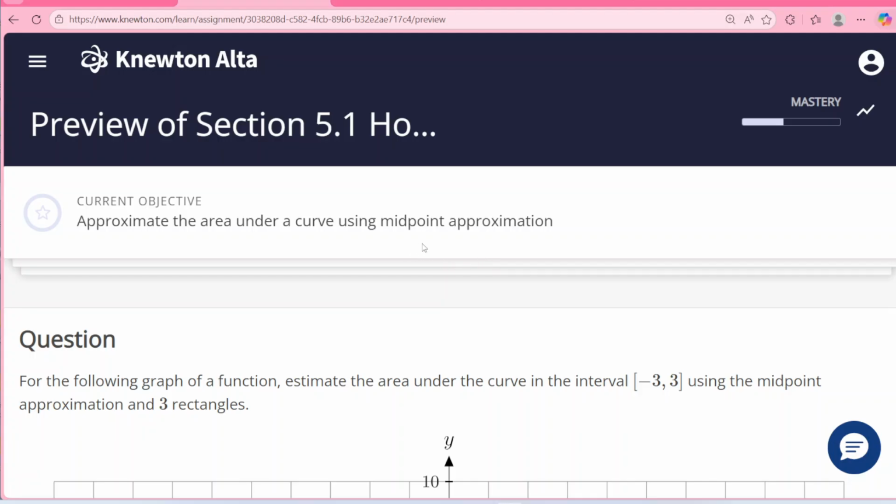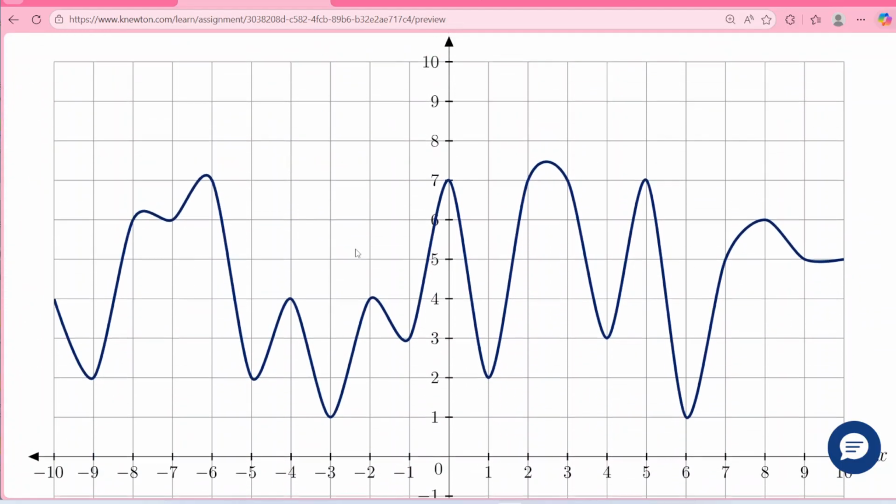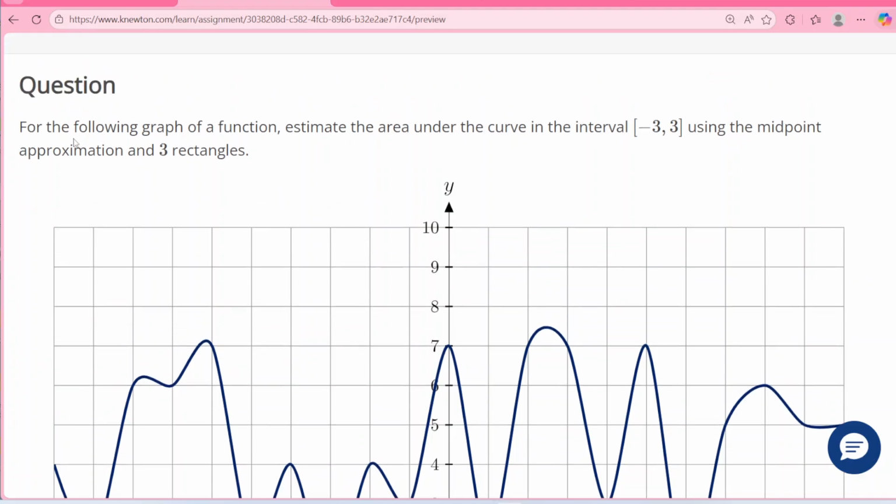All right, so here's another one. Now this was using a midpoint. So we saw left endpoint, right endpoint. This is just, plug in the point in the middle of the interval and get a height. So another graph here. So for the following graph, right, estimate the area under the curve in the interval from -3 to 3 using the midpoint approximation and only 3 rectangles.